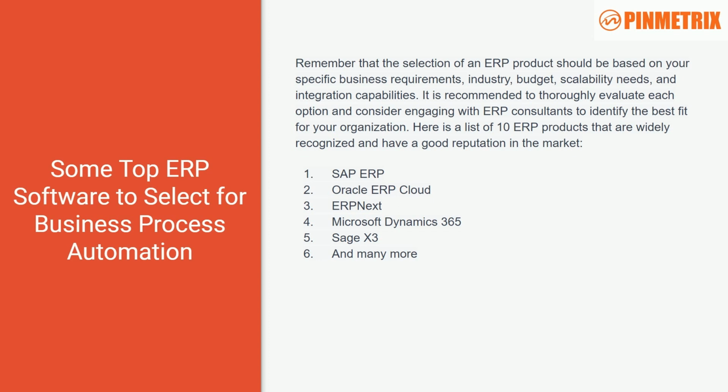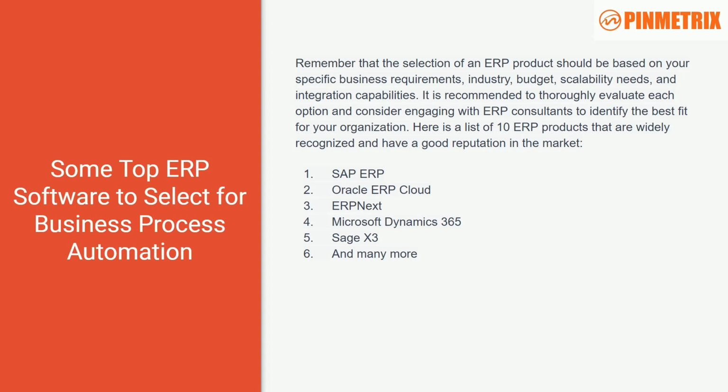These are a list of 10 ERP products that are widely recognized and have a good reputation in the market. We have the SAP ERP, we have the Oracle ERP, we have ERP Next, we have Microsoft Dynamics, we have Sage X3, we have Sage 300, we have Sage Evolution, we have Zoho. We have so many ERP systems within the market.